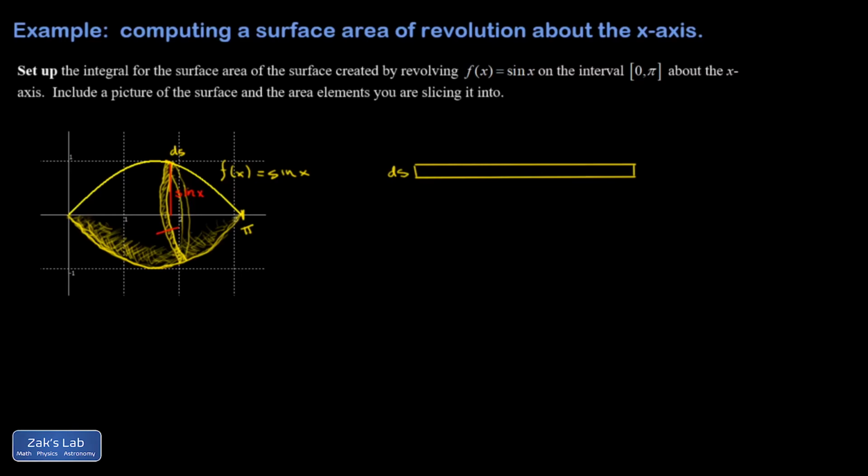So I have a thickness of ds, and then I have a circumference of 2 pi times the radius, or 2 pi sine x. And then ds, I just used the same thing I was using with arc length. ds is the square root of 1 plus f prime of x squared dx, which means square root of 1 plus, well, the derivative of this function is just cosine.